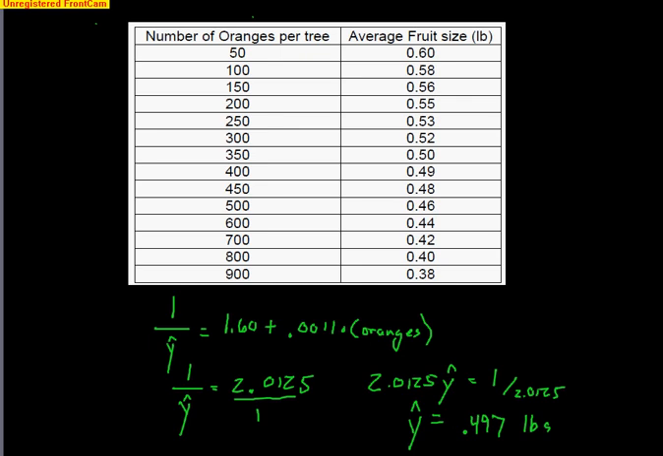So how you give those r squared values changes. Also how you give the slope. This slope right here of 0.001 would tell me for every one orange that I increase per tree, the predicted reciprocal of the average fruit size increases by 0.0011. So you have to make sure that when you're giving all those statements, those things are included in there. Okay? All right, so hopefully this video made sense.